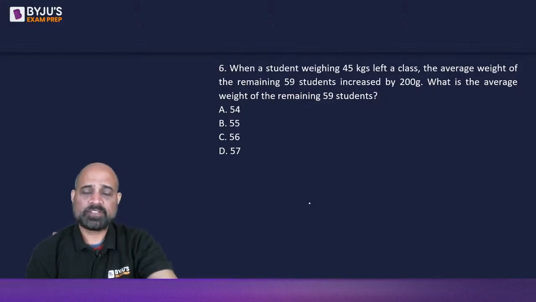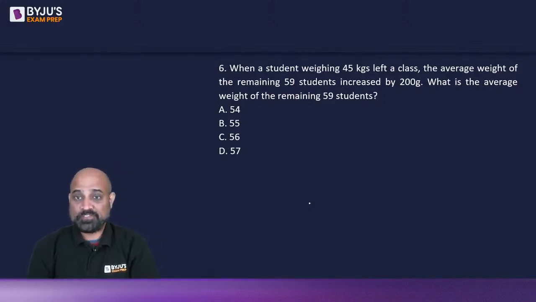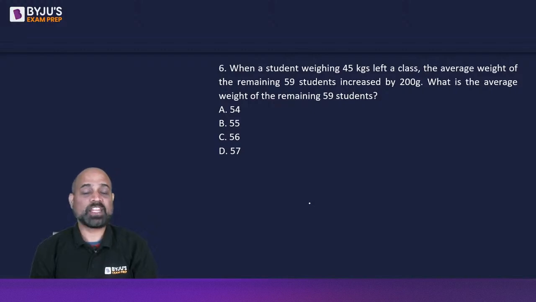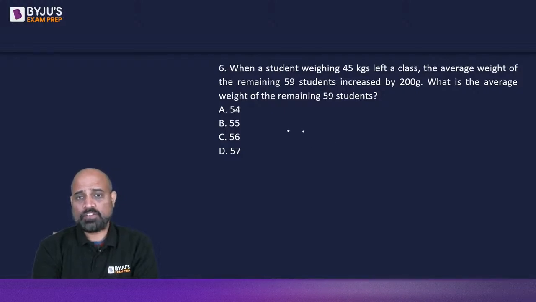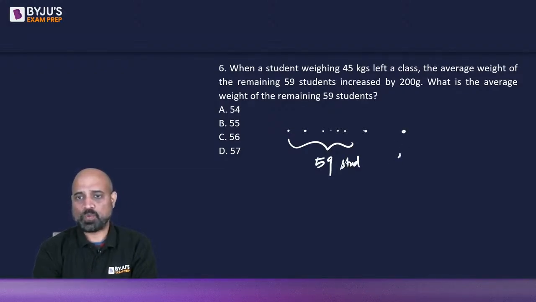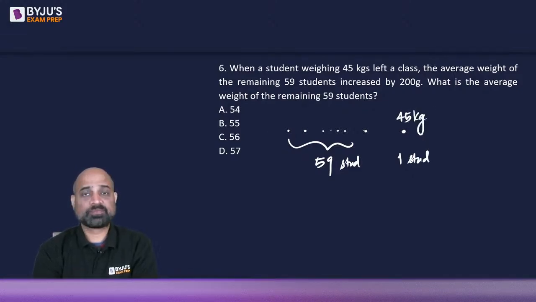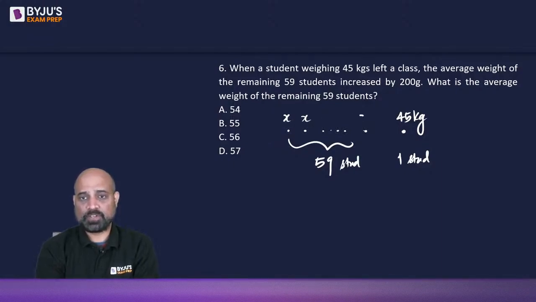Okay, next one. When a student weighing 45 kgs left a class, the average weight of the remaining 59 students increased by 200 grams. What is the average weight of the remaining 59 students? Straightforward question. So if we have these 59 students here, and then this one student here, this one student's weight is 45 kgs, and the weight of these 59 students would have been, let's say, x kgs for each one of them.